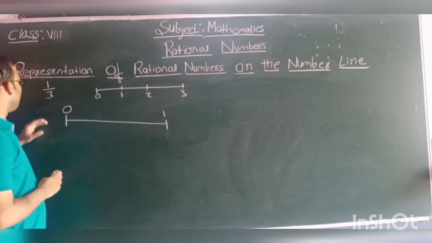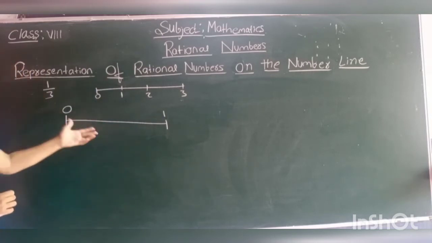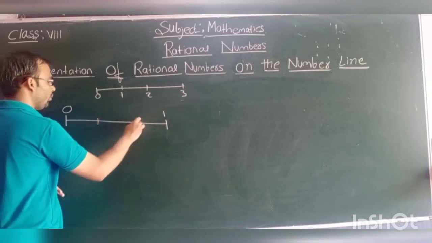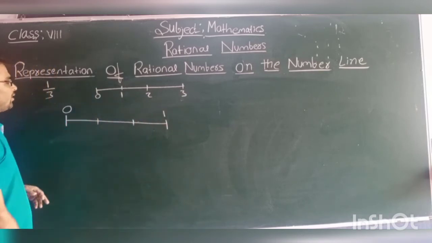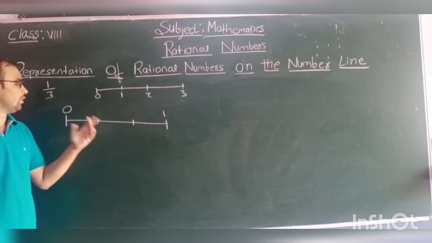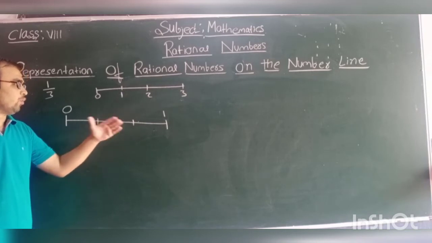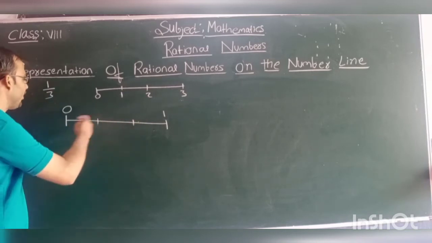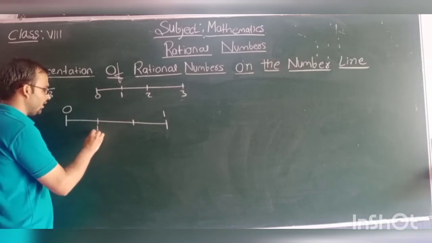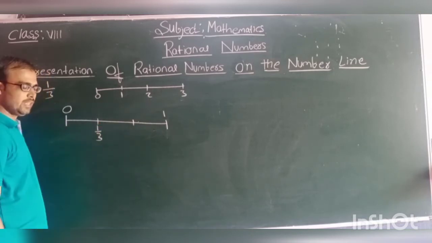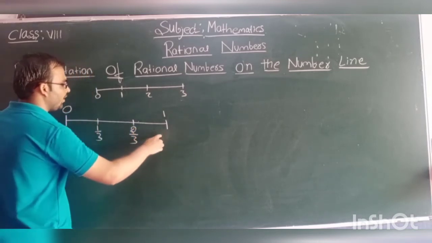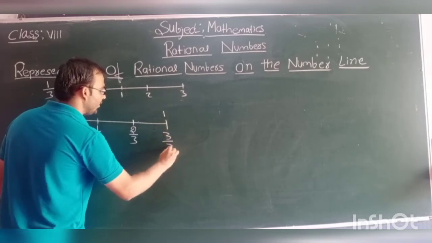So in this case, if you want to represent 1 by 3 on number line, then you need to divide 1 unit of number line into 3 equal parts. You need to represent one, then divide 1 unit of number line into 3 equal parts. So here the first part is represented by 1 by 3, the second part is represented by 2 by 3, and the third part is represented by 3 by 3.